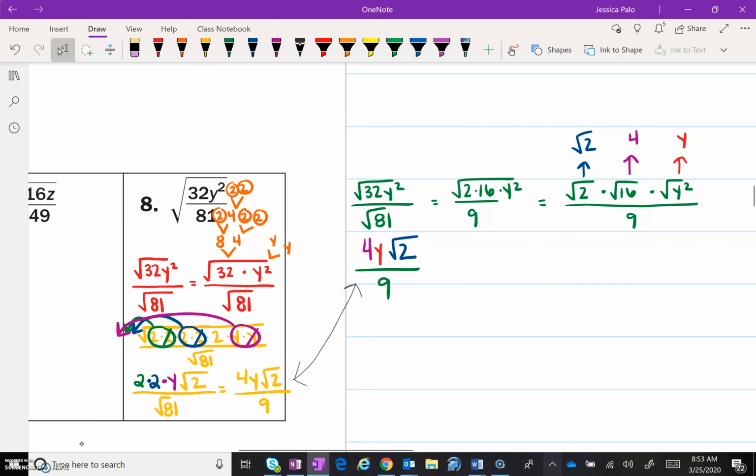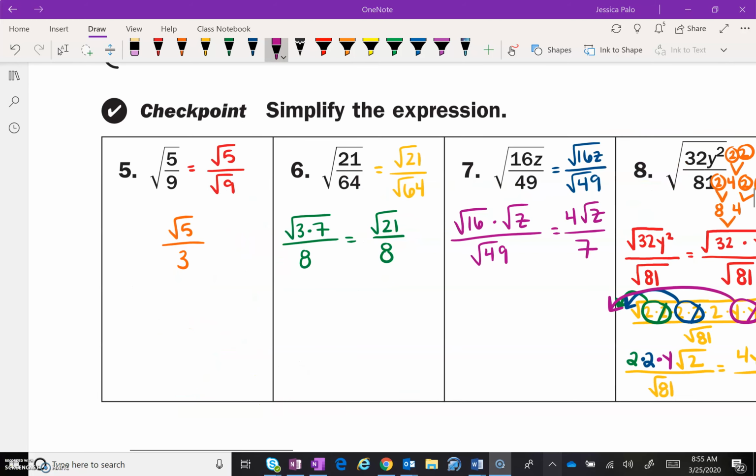Now you are going to do the other 3 checkpoint problems. Pause the video and come back when you are ready. Alright, here are your final answers. I definitely did the most challenging one with you, and the rest of them were very few steps. So number 5, you separate the fraction under the radical and give everyone their own home.